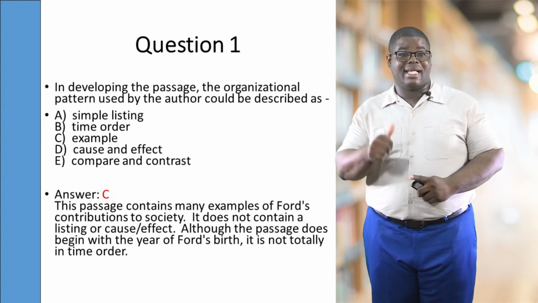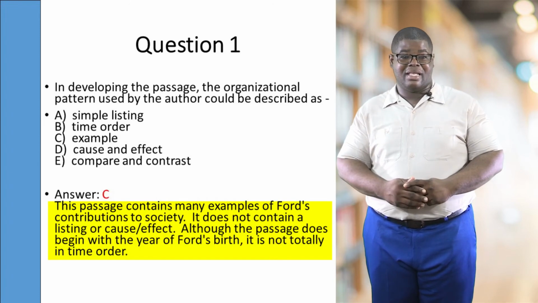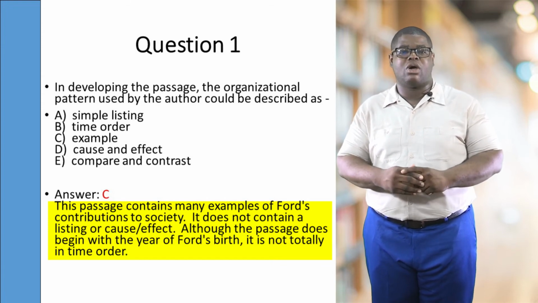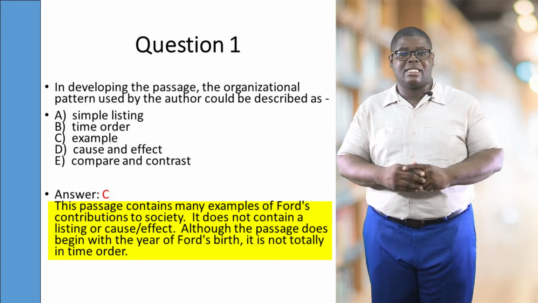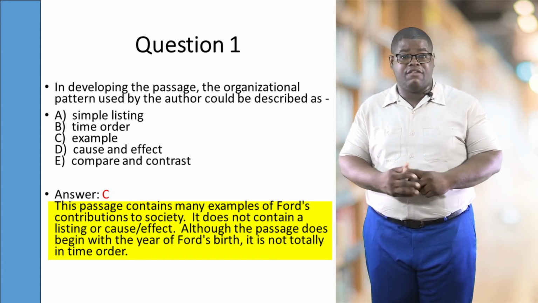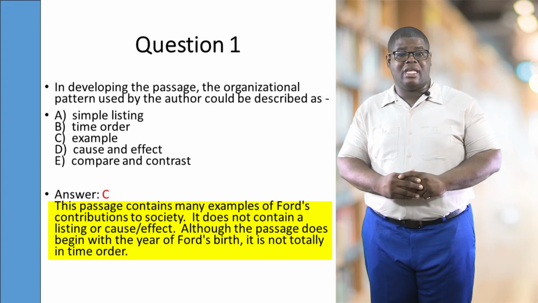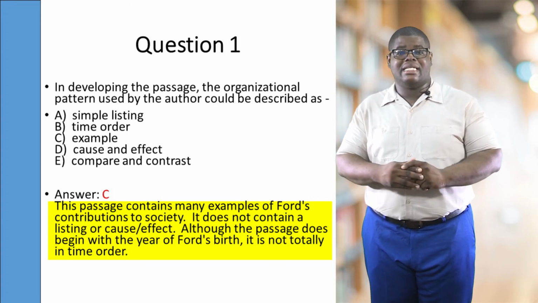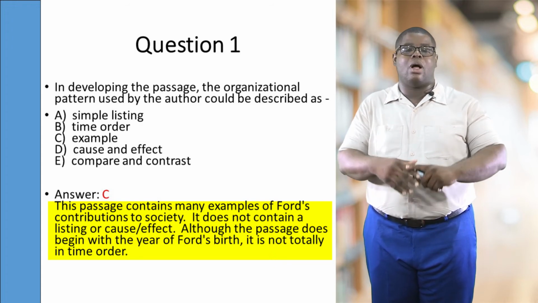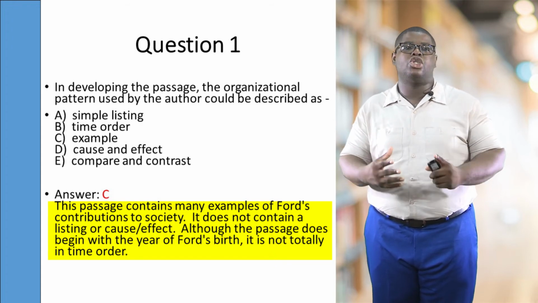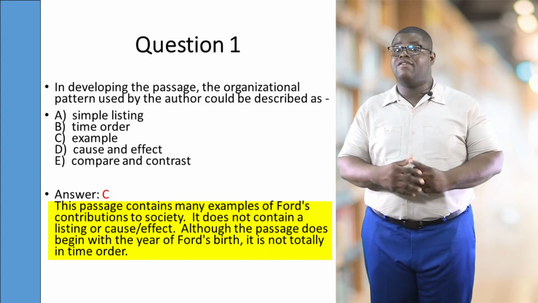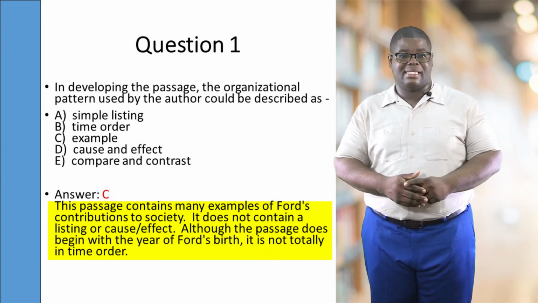All right, now if you said C, you are correct. This passage contains many examples of Ford's contribution to society. It does not contain a listing or cause and effect. Although the passage does begin with the year of Ford's birth, it is not totally in time order. So once again, we see all these examples being produced about his business life, his business ethic, and we even saw the fall of his business.